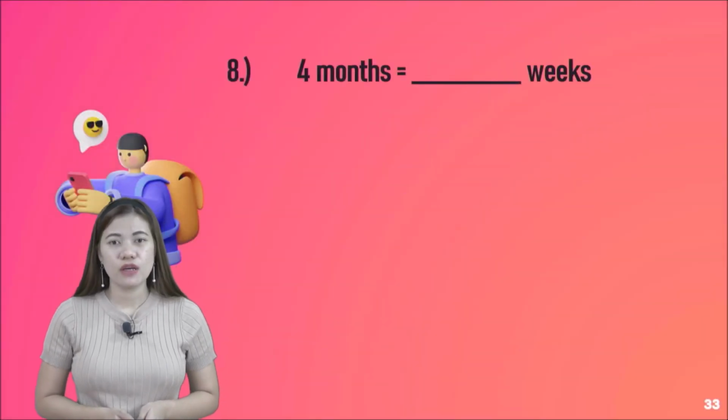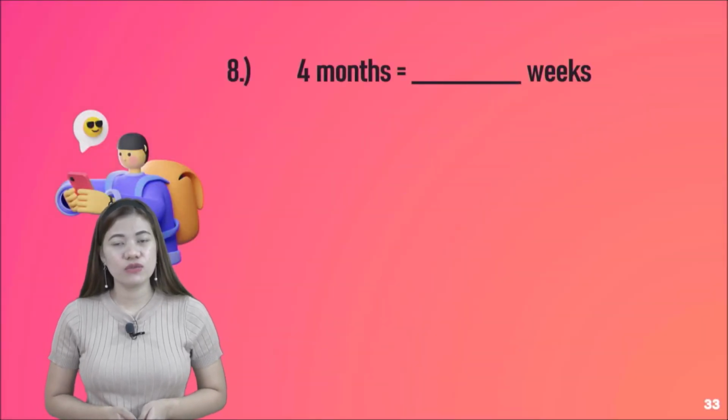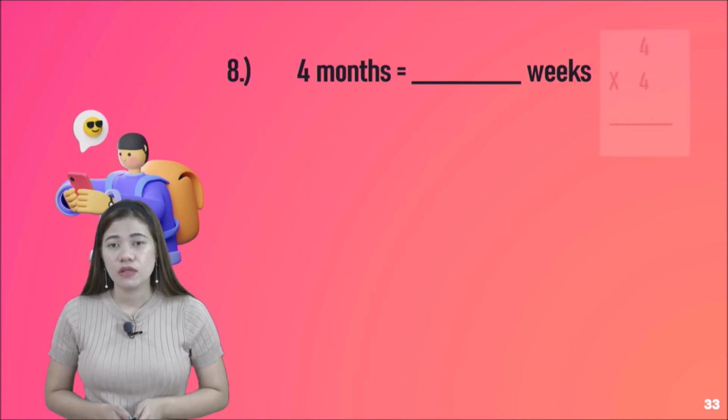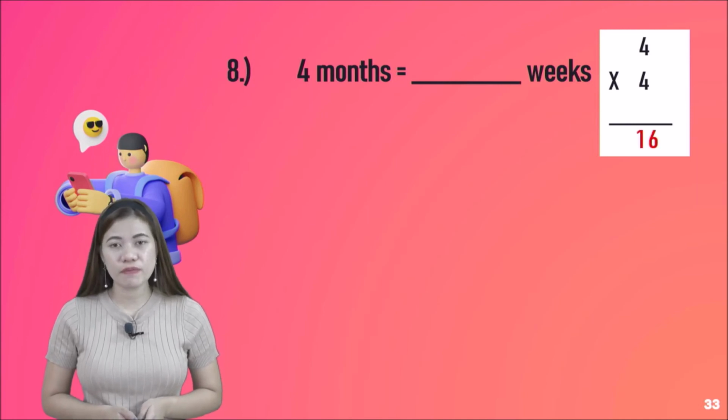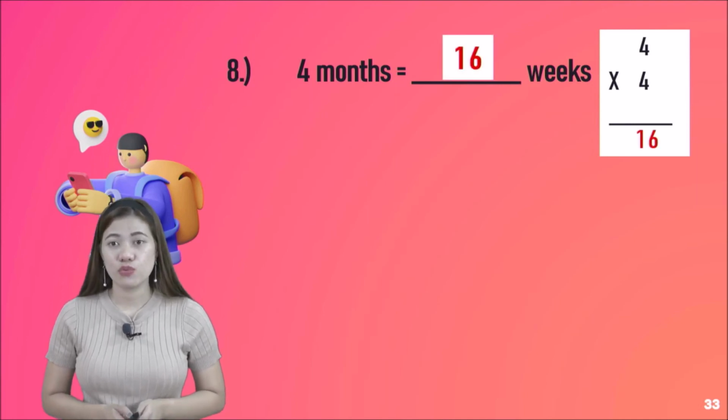Next, number 8, 4 months is equal to blank weeks. How many weeks do we have in 1 month? We have 4 weeks. So we will just multiply both numbers. 4 times 4 is equal to 16. So 4 months has 16 weeks.